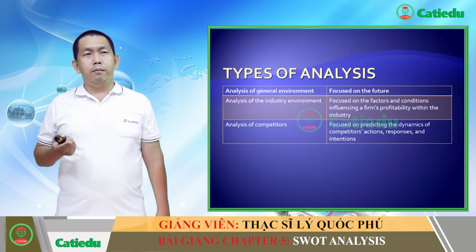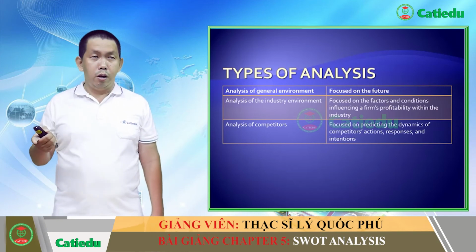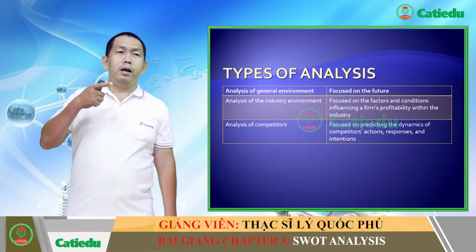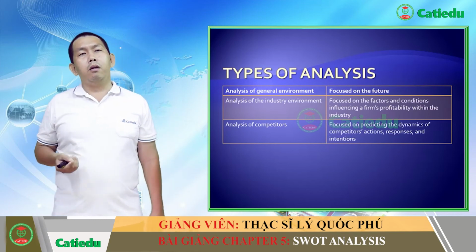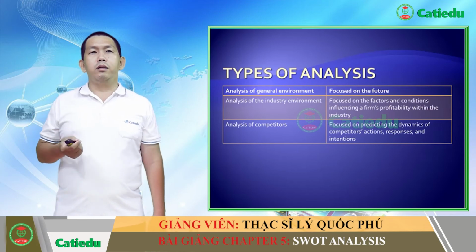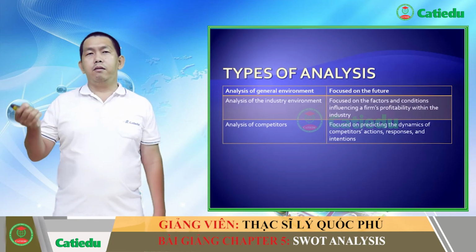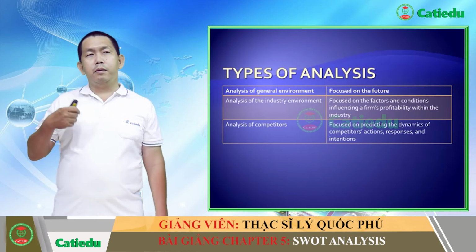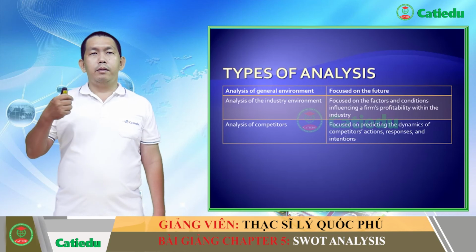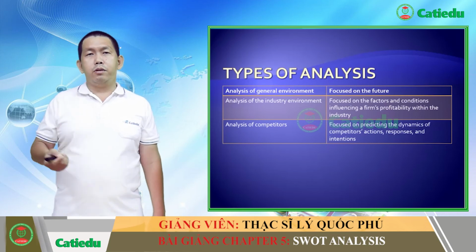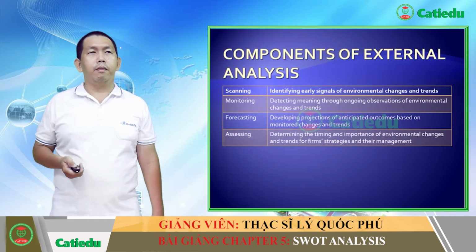Analysis of the general environment focuses on the future. And the analysis of the industry environment focuses on the factors and conditions influencing a firm's profitability within the industry. Analysis of competitors focuses on predicting the dynamics of competitors' actions, responses, and intentions.